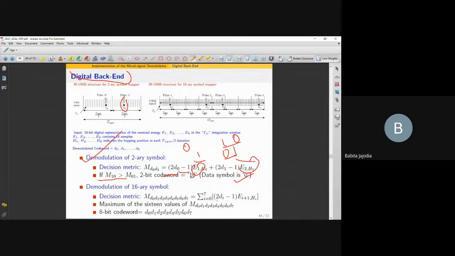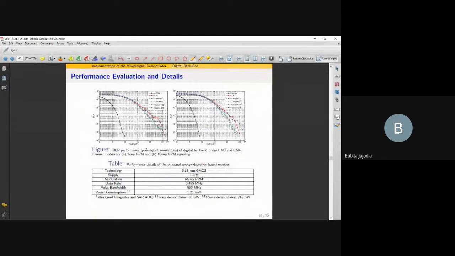The same applies here. Here you will be calculating the energy for all of these, right? Based on this, whichever energy is maximum, you will say this code word has the maximum energy, so that is the code word. Once you have the code word, you can demap using the demapper and find out which bit was transmitted.